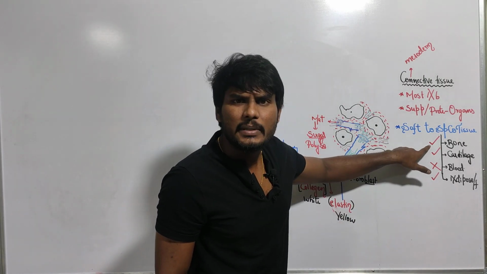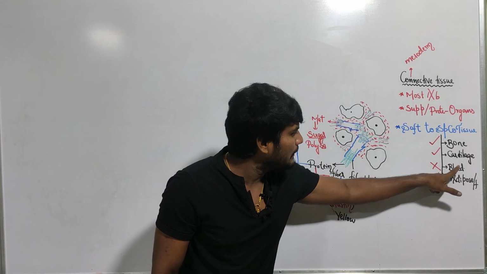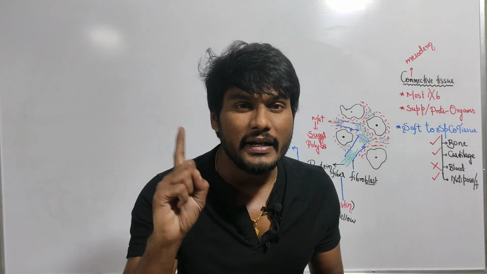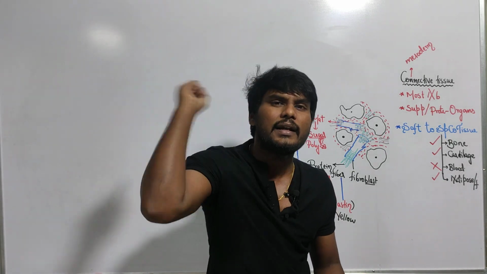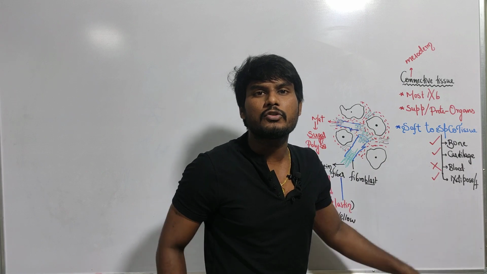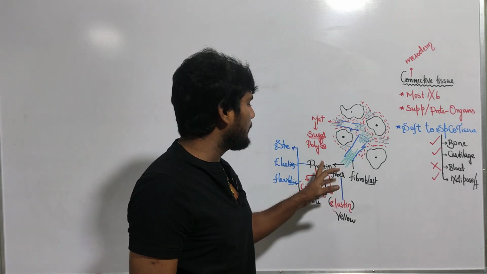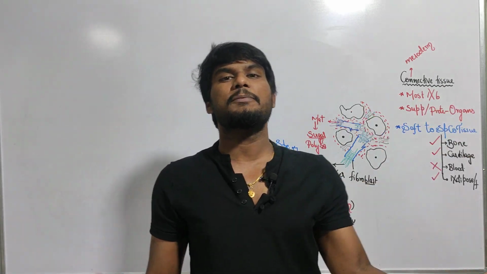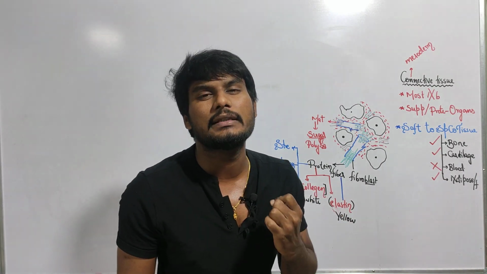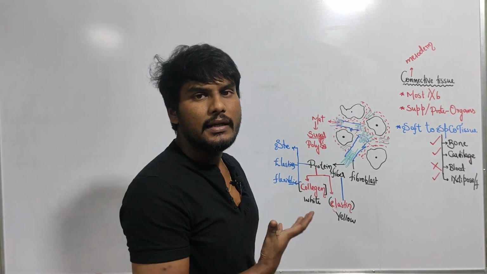Fibroblast cells being present means the ability to secrete the fiber. But the blood doesn't contain fibroblast cells, so blood doesn't have the fibers. Why? Because blood is the fluid connective tissue. It has to circulate. Except in blood, all the remaining connective tissue contains fibroblasts, and those fibroblasts are secreting the fibers which are made up of protein, either collagen or elastin, which is responsible to provide three properties: strength, elasticity and flexibility. This is the introduction or basic thing that you have to remember about the connective tissue.